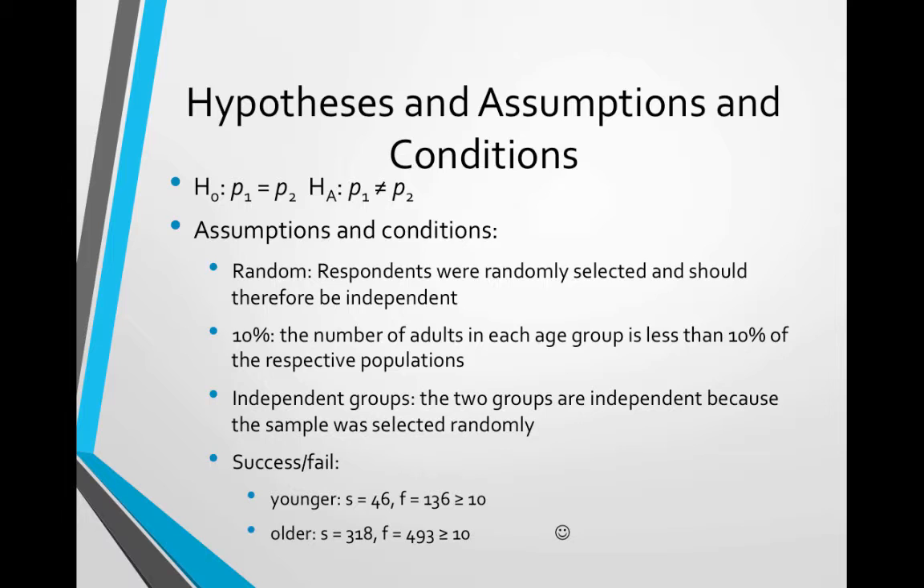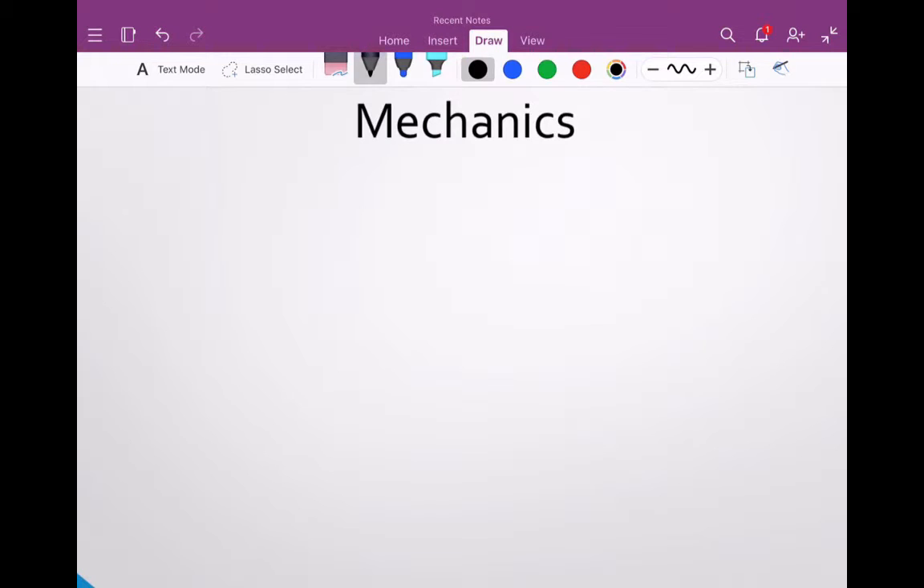And then our success-fail. So again, for success-fail, we have to check it for both groups. So the younger group had 46 successes and 136 failures. Both of those are greater than or equal to 10. For the older group, we had 318 successes and 493 failures, and again, both of those are greater than or equal to 10.